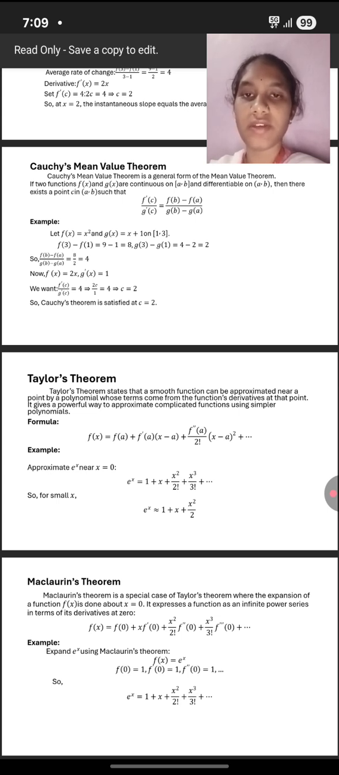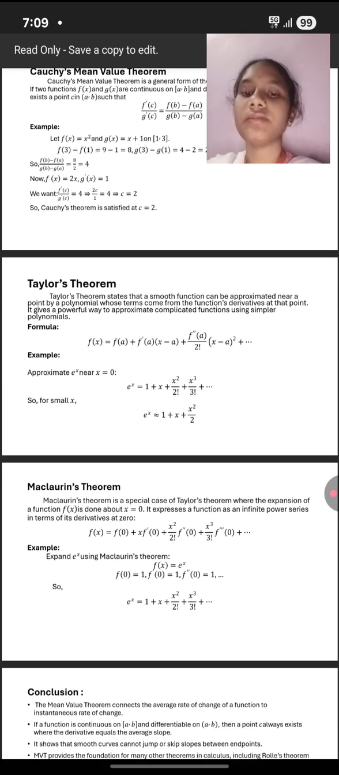f(3) - f(1) = 9 - 1 = 8. g(3) - g(1) = 4 - 2 = 2. So (f(b) - f(a))/(g(b) - g(a)) = 8/2 = 4. Now f'(x) = 2x, g'(x) = 1. We want f'(c)/g'(c) = 4. 2c/1 = 4, so c = 2. So Cauchy's theorem is satisfied at c = 2.